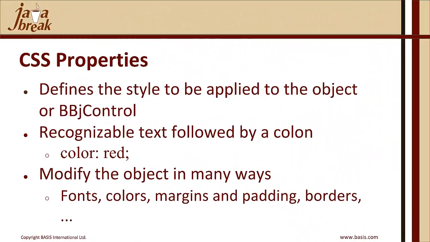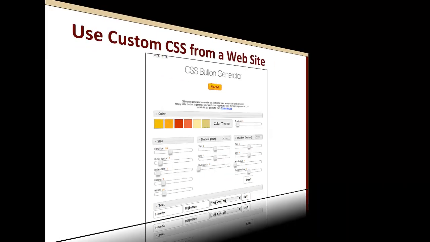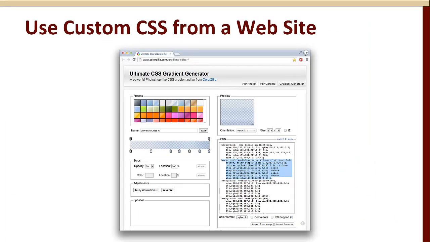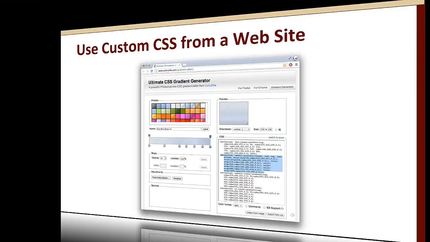And those properties define the style to be applied to the object or BBJ control. You would use recognizable text followed by a colon, in this case color, and then set it to red. You can modify the object in many ways. You can do fonts, colors, margins, padding, and borders. You could also harvest custom CSS from a website. So you could use a website to give you a CSS button generator, or use custom CSS from a website to set gradient generators. Here in the screenshot, we see how we've highlighted a particular piece of CSS code that we can merely cut and paste into our CSS file.